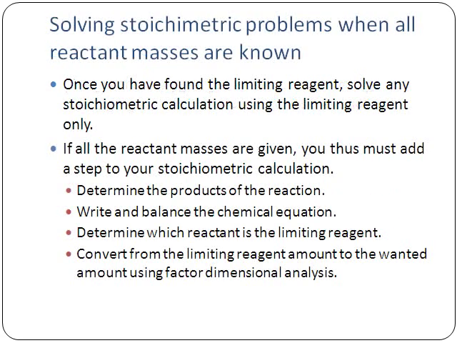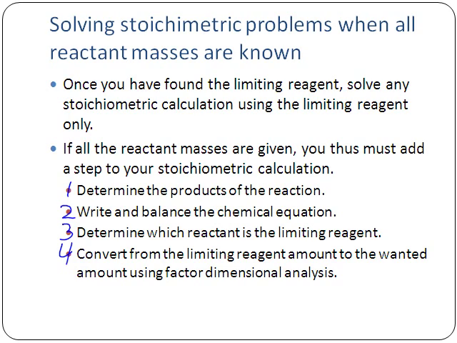First step we talked about here is you want to determine the products of the reaction. That's the first step. Second step, write and balance the chemical equation, same as it was before. Third step has now changed. Third step is now determine which reactant is the limiting one, the limiting reagent. Once you've found the limiting one, you get to step 4. Convert from the limiting reagent amount to the wanted amount using factor dimensional analysis, using our table the same way we have before.